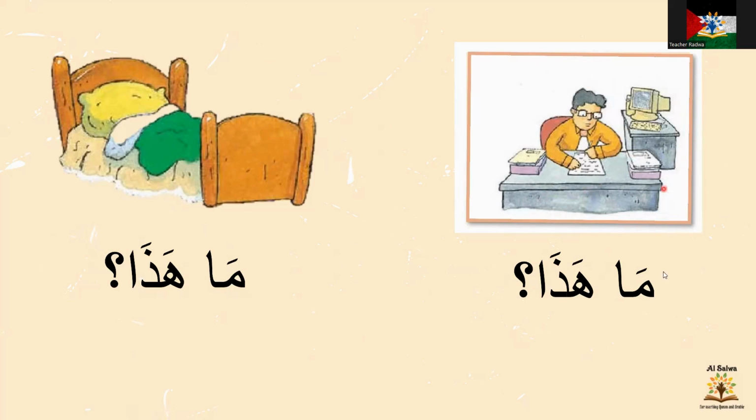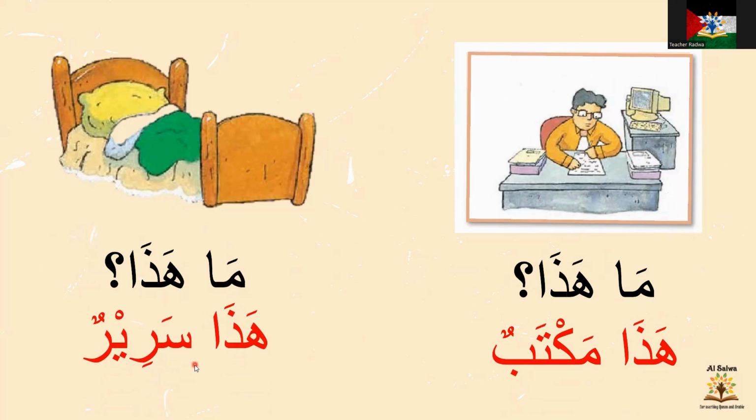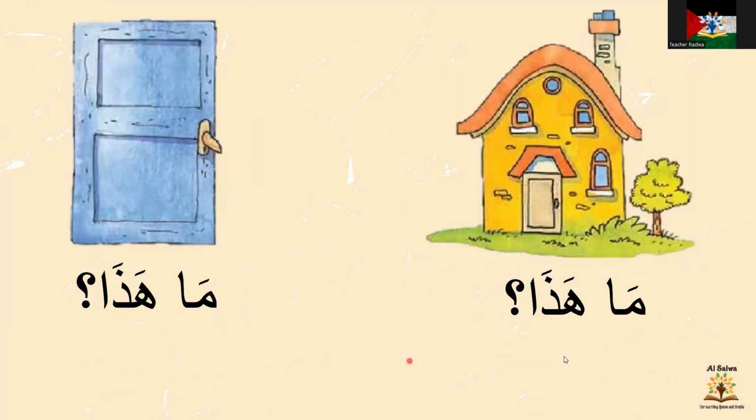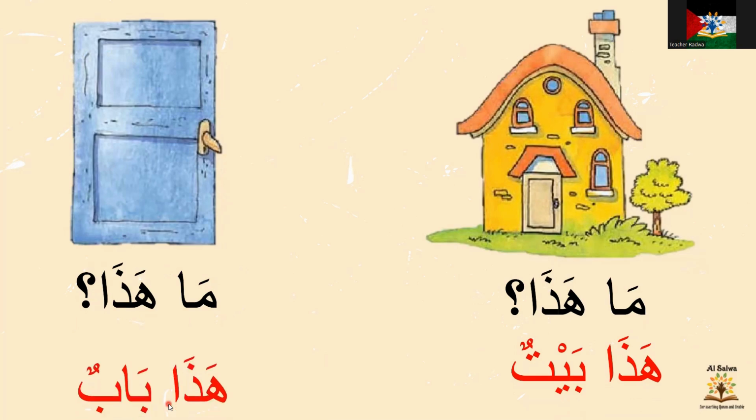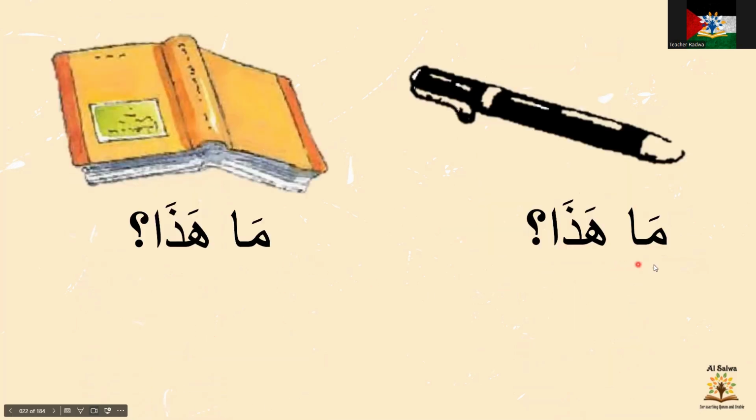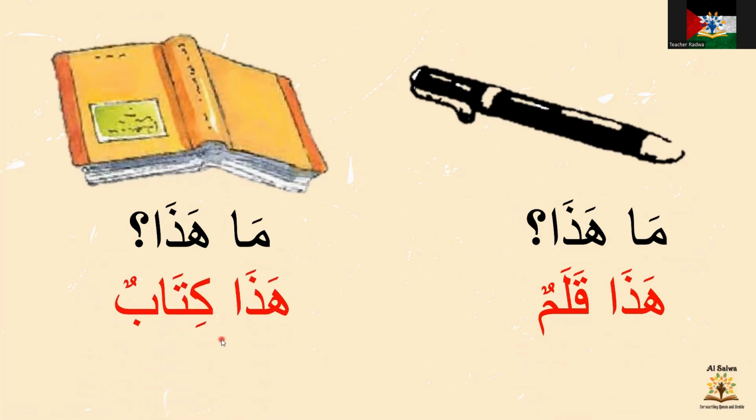Here. ما هذا? On the right. هذا مكتب. ما هذا؟ هذا سرير. ما هذا؟ هذا بيت. ما هذا؟ هذا باب. Good job. Next page. ما هذا؟ هذا قلم. ما هذا؟ هذا كتاب.